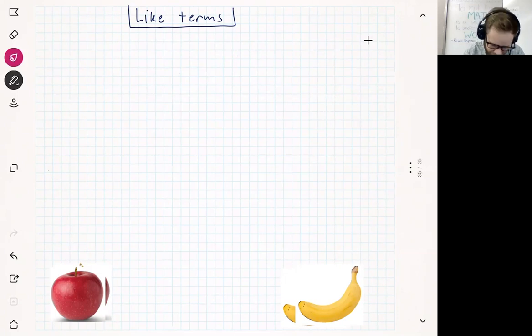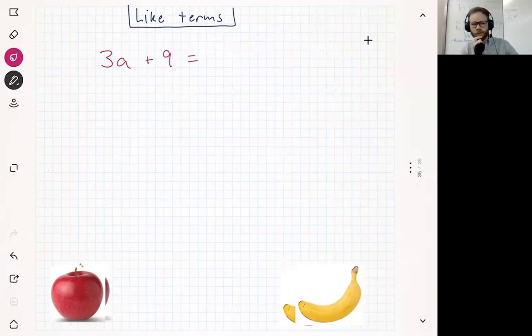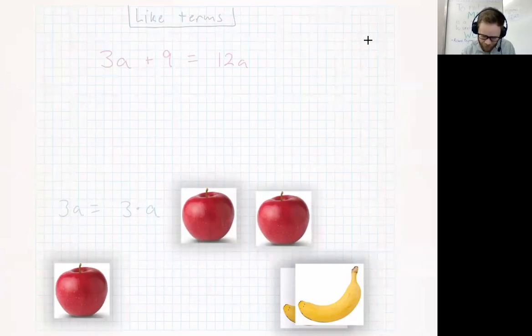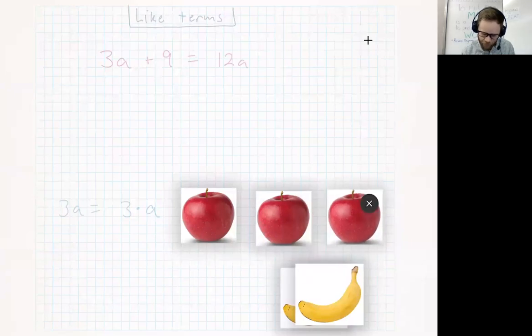Let's say that I have the expression 3a plus 9. What does that equal? Well, we can't really add 3a and 9. We can't say this equals 12a, and here's why. 3a, let's break down what that actually means. So 3a means 3 times a, right? So that's 3 a's, and we don't know what a's are. Maybe a's are apples. So if we have 3a, that means we've got 3 apples.